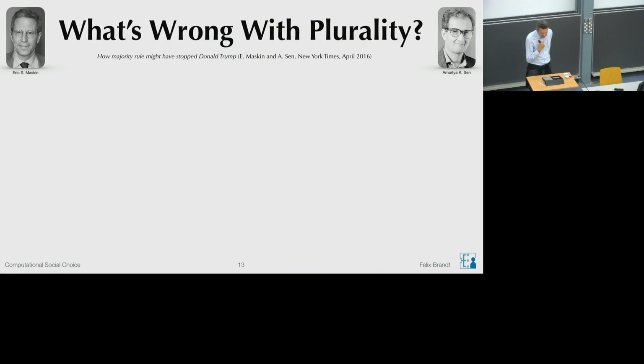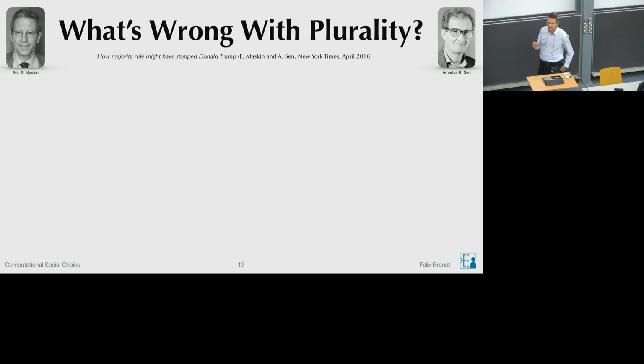To visualize this, I would like to use an example that was given in an article by two Nobel Prize laureates in economics, Eric Maskin and Amartya Sen, published in the New York Times. That was already six years ago, when Donald Trump won the election. In particular, this is about the primary election in the United States.